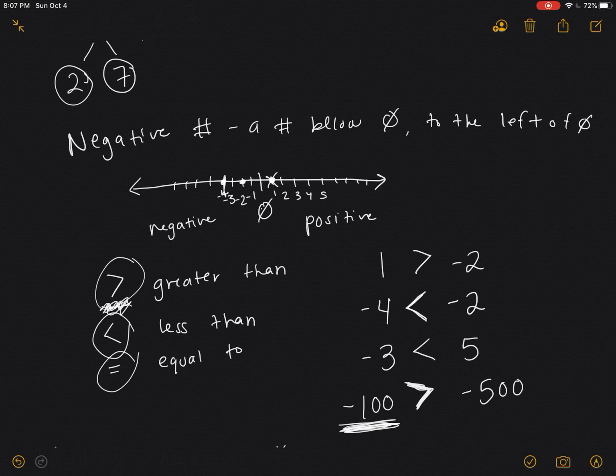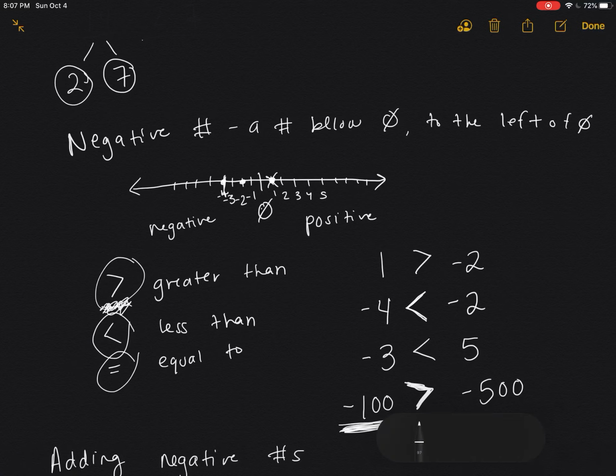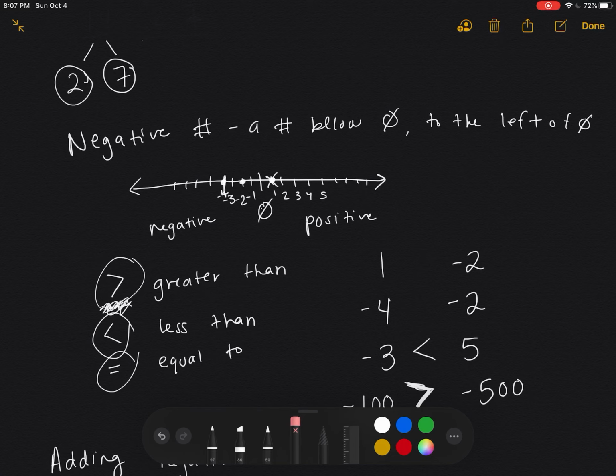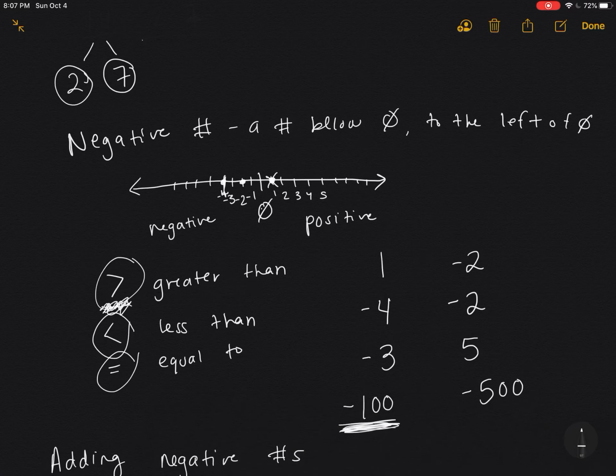What I did earlier, and I guess it doesn't really matter because you can already see it, but I'll just do it again. With comparing numbers, anything to the right is always the bigger number.